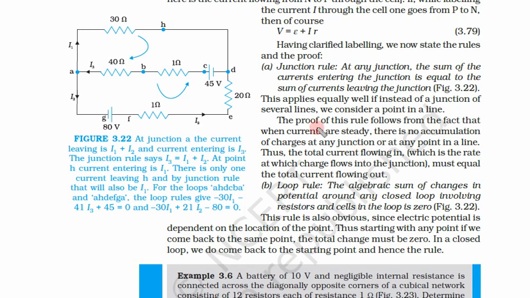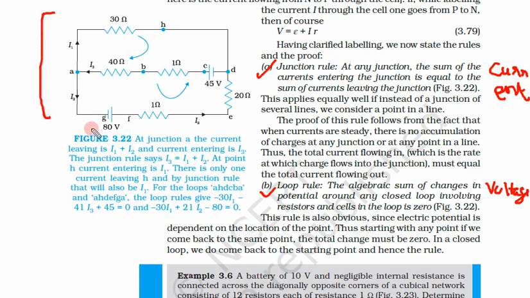Let us understand these rules, the junction rule and the loop rule. As I have said, this is the voltage rule and this is the current rule. Let us understand what these rules are with the help of this circuit. This is the current rule, this is the voltage rule. So this was the circuit.